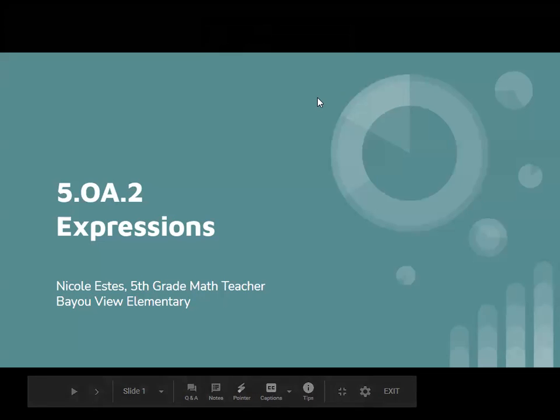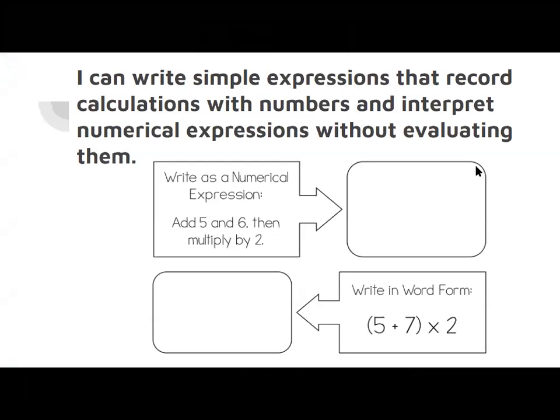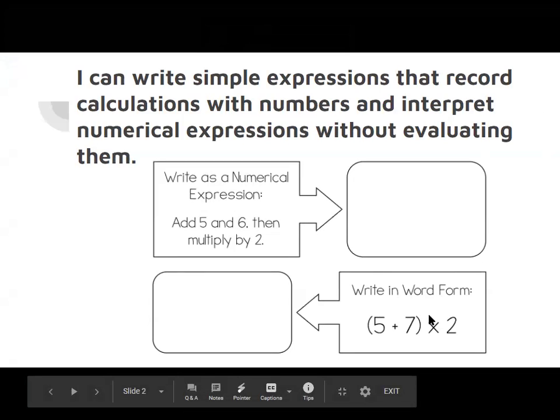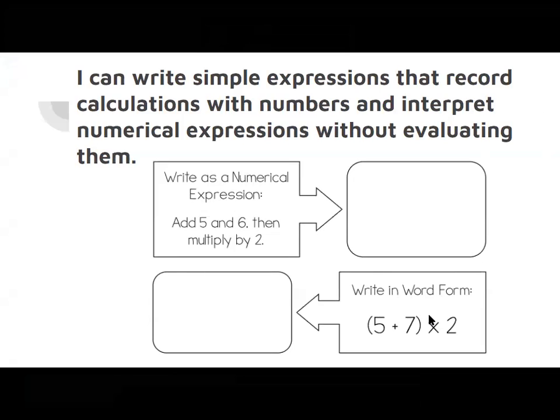Today we're going to look at expressions. Our I can statement is I can write simple expressions that record calculations with numbers and interpret numerical expressions without evaluating them. So if we take a look, we see write as a numerical expression and write in word form. So expressions can be given to us two different ways. We can write it in numbers or we can write it with words.